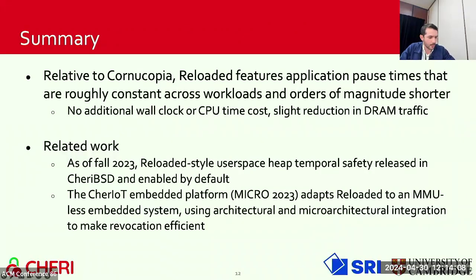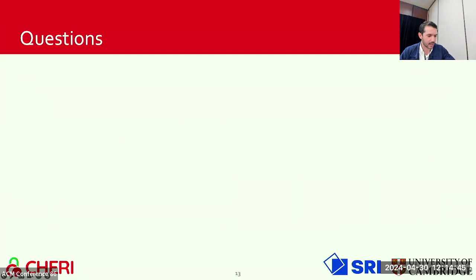So to wrap up, relative to Cornucopia, Reloaded features application pause times that are roughly constant across workloads and orders of magnitude shorter, and seem suitable for interactive workloads. And we didn't get into this in detail, but it doesn't incur additional wall clock or CPU time cost, and in fact comes with a slight reduction in DRAM traffic. And then in terms of related work, if you're interested in this kind of thing, as of fall 2023, Reloaded allocation is released in CheriBSD and enabled by default. And there's also the CHERI embedded platform presented at MICRO 23 that adapted this algorithm to an embedded system and used architectural and microarchitectural integration to make it very efficient, which is cool. Thanks, and I'm happy to take questions.